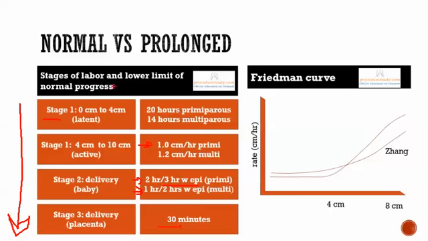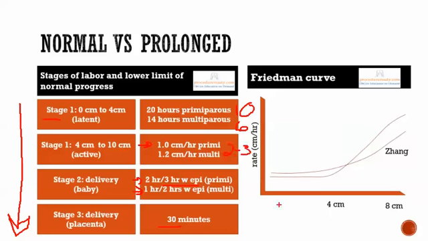Okay, and so all these are the maximum. Once you're slower than this, then you're into the prolonged stages. But this is different than normal. So normal latent phase, an average, a mean, might be more like 10 hours for primiparous or 6 hours for multiparous. The normal rate of dilation they'd expect is around 2 to 3.